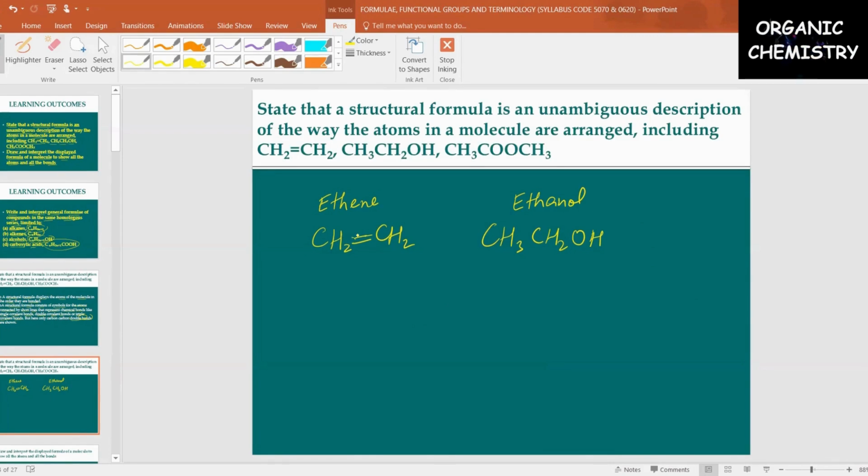The third example is of an ester, which is CH3COOCH3. This is an ester. The name of this ester is methyl ethanoate.